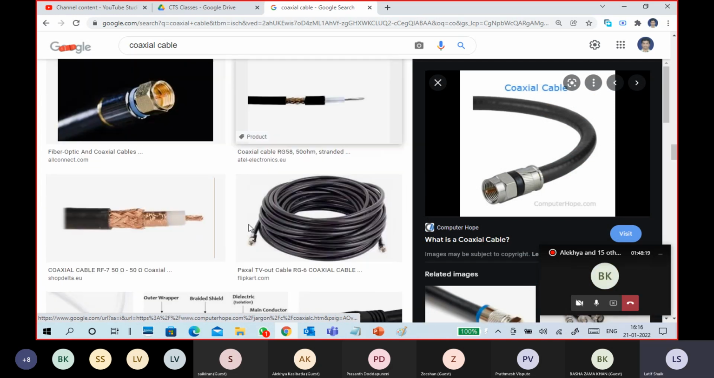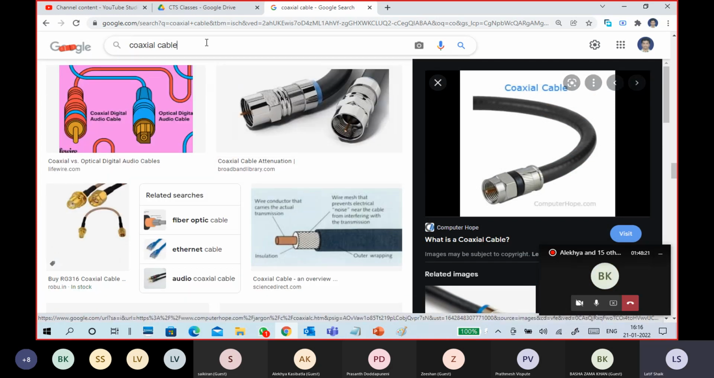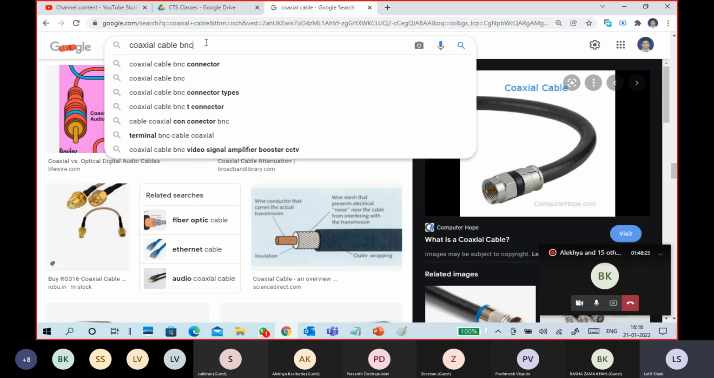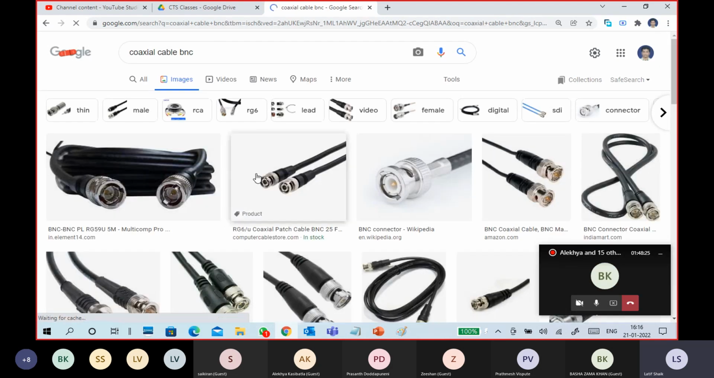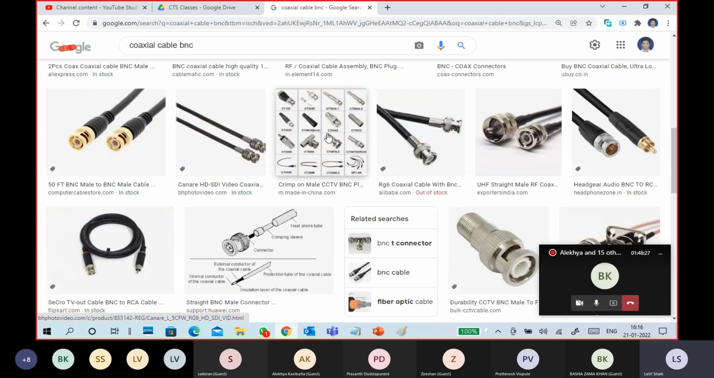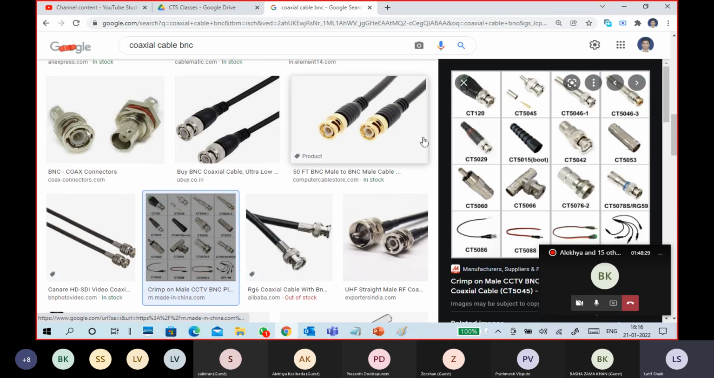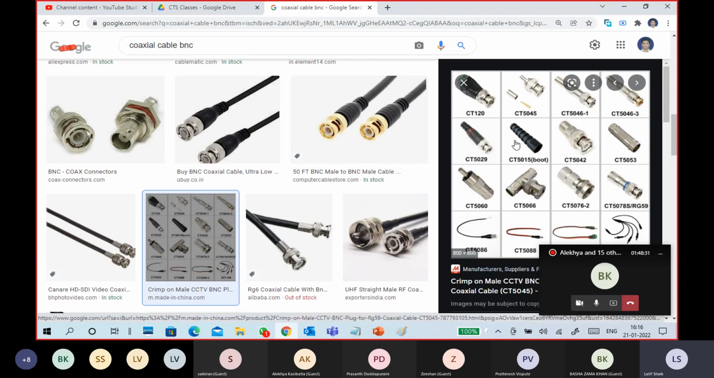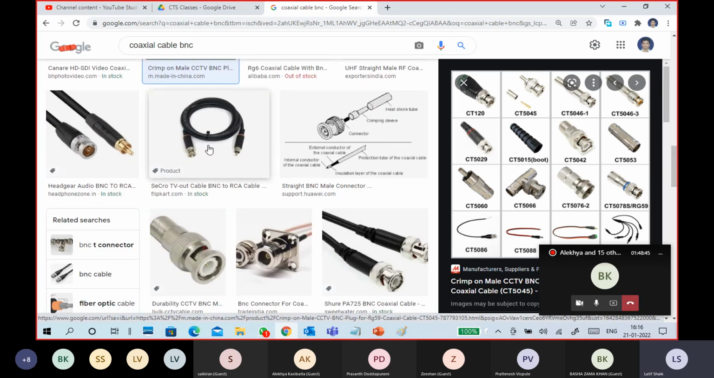And there are different types of connections also. BNC type of connectors. Generally BNC means British Naval Connectors, but the original name is different, but usually we spell BNC as British Naval Connectors. So you can see different types of connectors and plugs. T type of connectors are also there to split the cable kind of stuff.